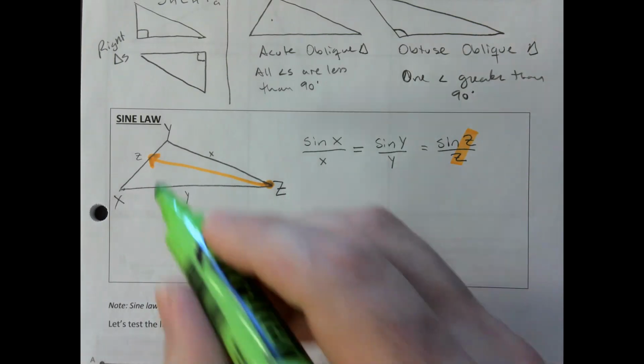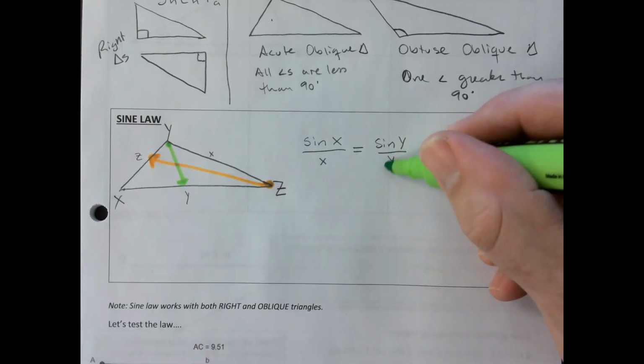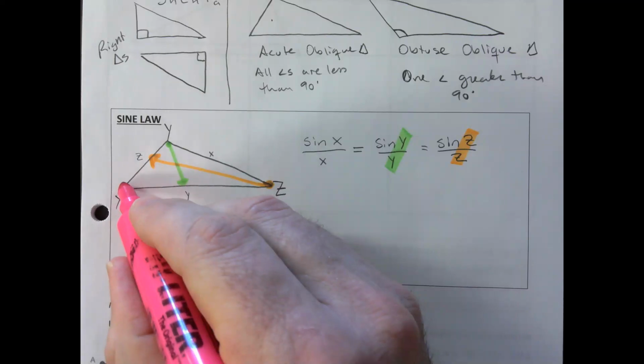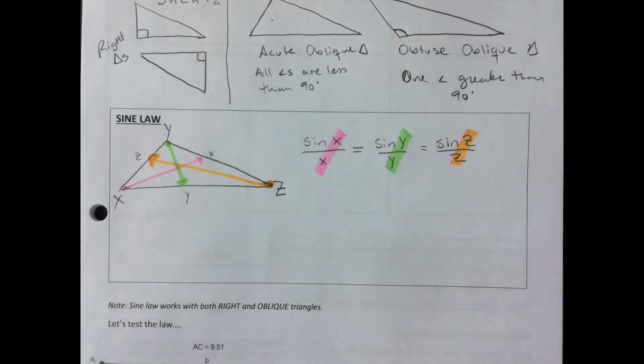Or Y, right? Y up here is across side Y. There you have your pair. And then this angle here is across X, right? So you've got your third pair.